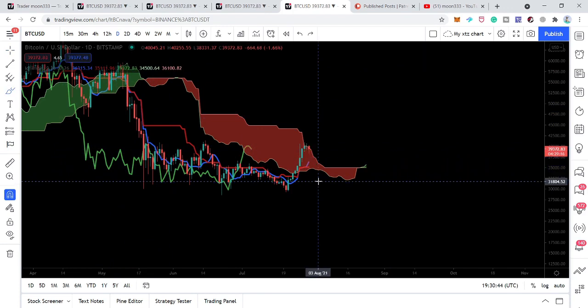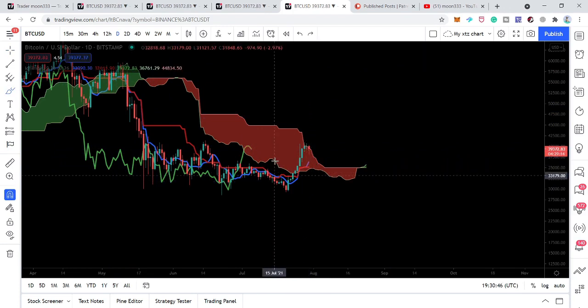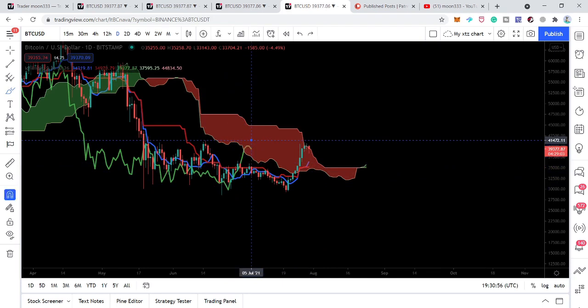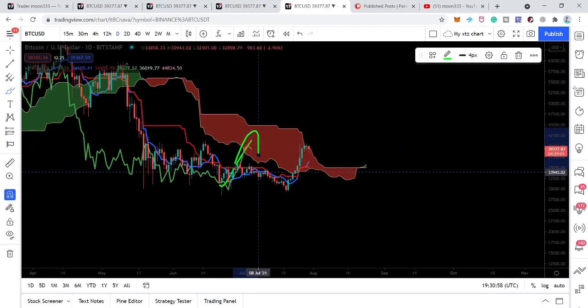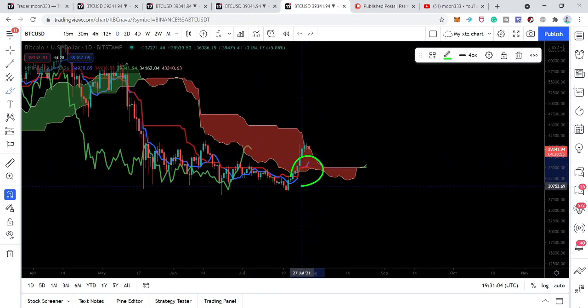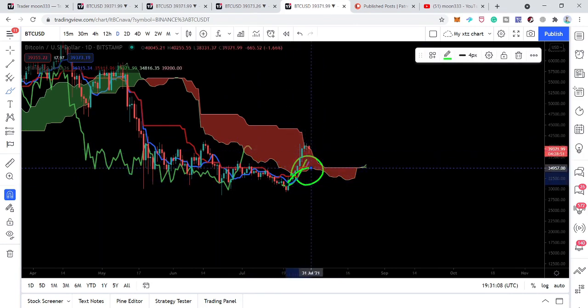However, right now, this breakout is unavoidable, because you can see that this is the lagging span that has crossed up the candlesticks. And in many of my previous videos, I have been telling you that when the lagging span crosses up the candlesticks, that is the first bullish signal from the Ichimoku cloud. And when we receive the bull cross, when this blue line, the conversion line, crosses up this red line, which is the baseline of the Ichimoku cloud, that is the second bullish signal.